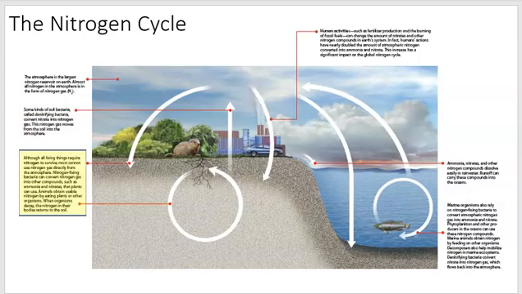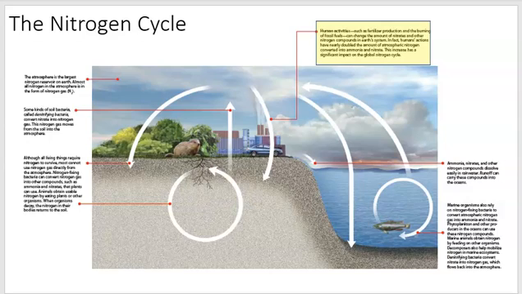Although all living things require nitrogen to survive, most cannot use nitrogen gas directly from the atmosphere. Nitrogen-fixing bacteria can convert nitrogen gas into other compounds, such as ammonia and nitrates that plants can use. Animals obtain usable nitrogen by eating plants or other organisms. When organisms decay, the nitrogen in their body returns to the soil. Human activities, such as fertilizer production and the burning of fossil fuels, can change the amount of nitrates and other nitrogen compounds in Earth's system.